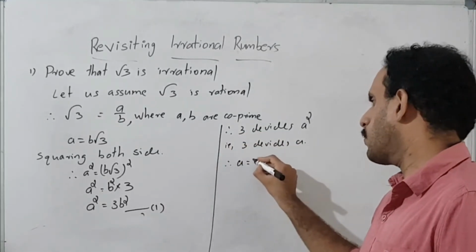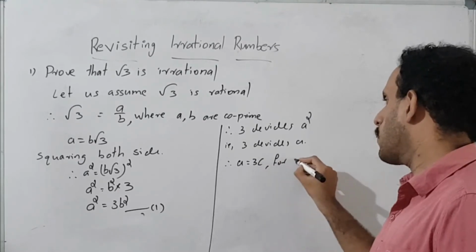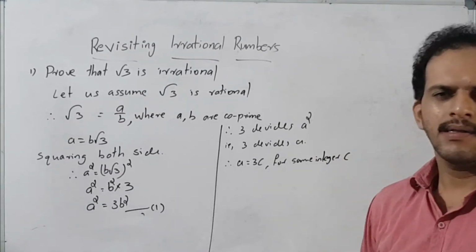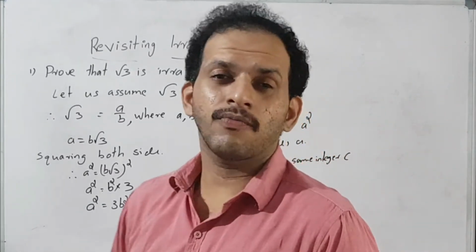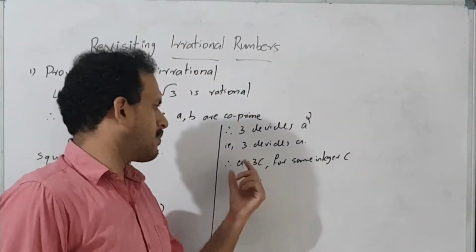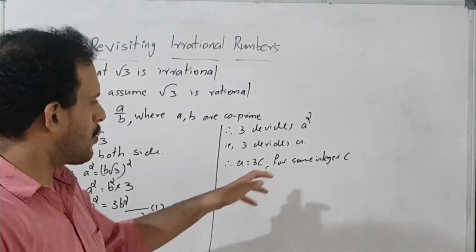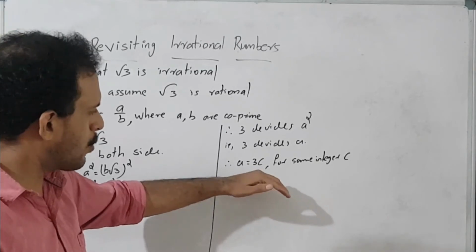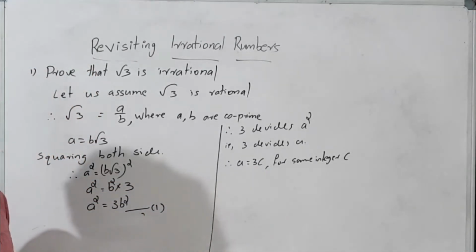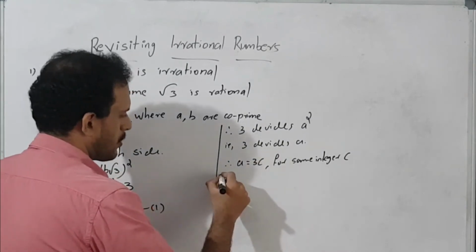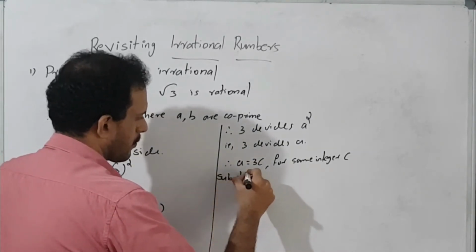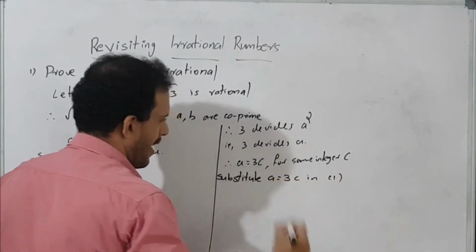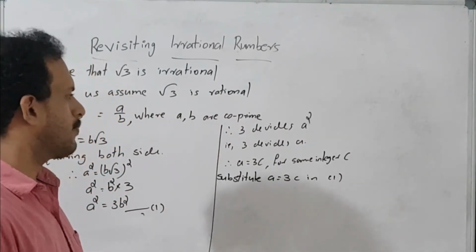Therefore a is equal to 3c for some integer c. Correct? Therefore a is possible to write as a product of 3. We don't know what that number is, so we choose the number to be c. a is equal to 3c for some integer c. Then what is next? We substitute the value of a in equation 1. The next step is to substitute a equal to 3c in equation 1. Then what do we get?